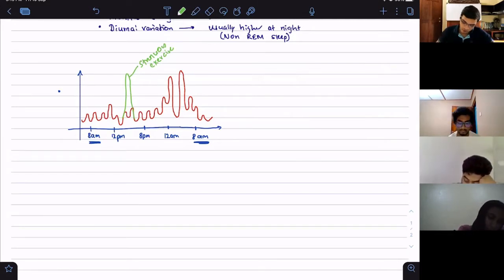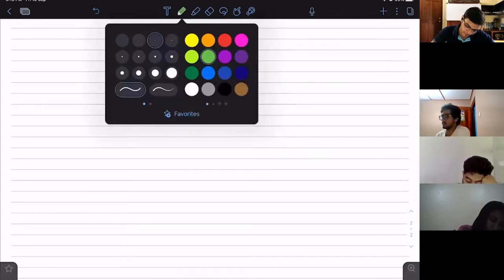Now take a new page, guys, and let's look at this: control of growth hormone release. How is this growth hormone released and controlled? Let's look at this.